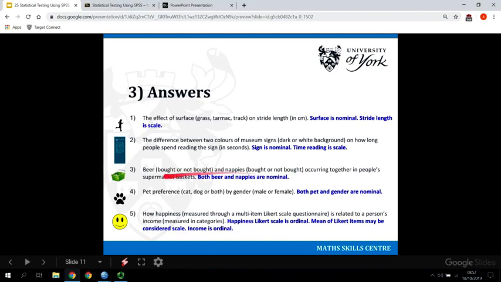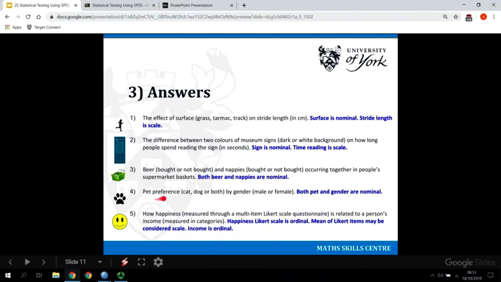For recording beer and nappies and whether they're in people's supermarket baskets, I've specified here that we're just going to record whether beer is present in the supermarket basket or it's not present, so whether it's bought or not bought. We're not counting the amount of beer or anything like that. So therefore this is a nominal measure, and we've recorded nappies in the same way, whether they're bought or not bought, so it's both nominal.